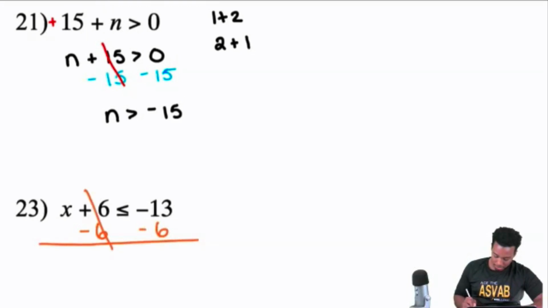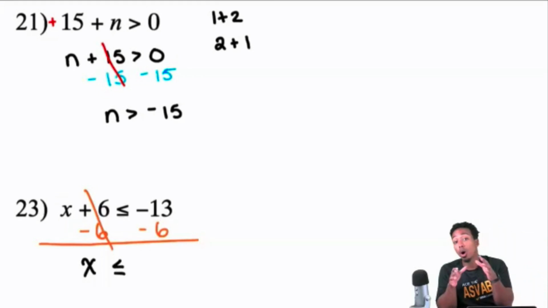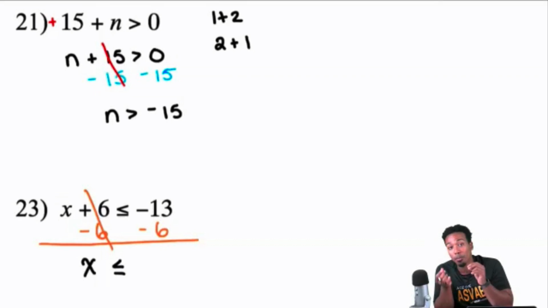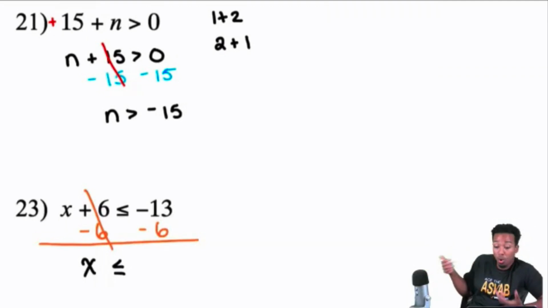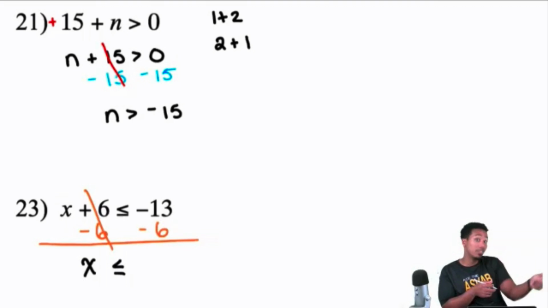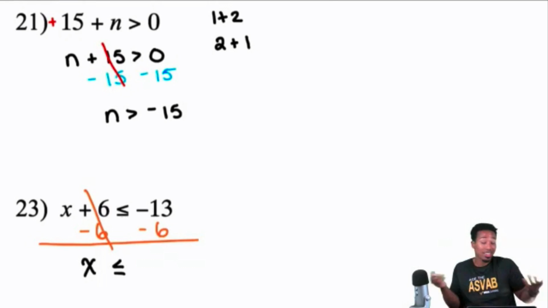Booyah. That's going to cancel, leaving us with x less than or equal to, because again, although we are dealing with a negative on both sides, it is by subtraction. It's not multiplication or division. It is simply subtraction. If we are negative 13 and then we subtract 6, we are in total subtracting 19. It's like saying with money, if I spent $13, then I spent $6 more, I spent a total of 19.